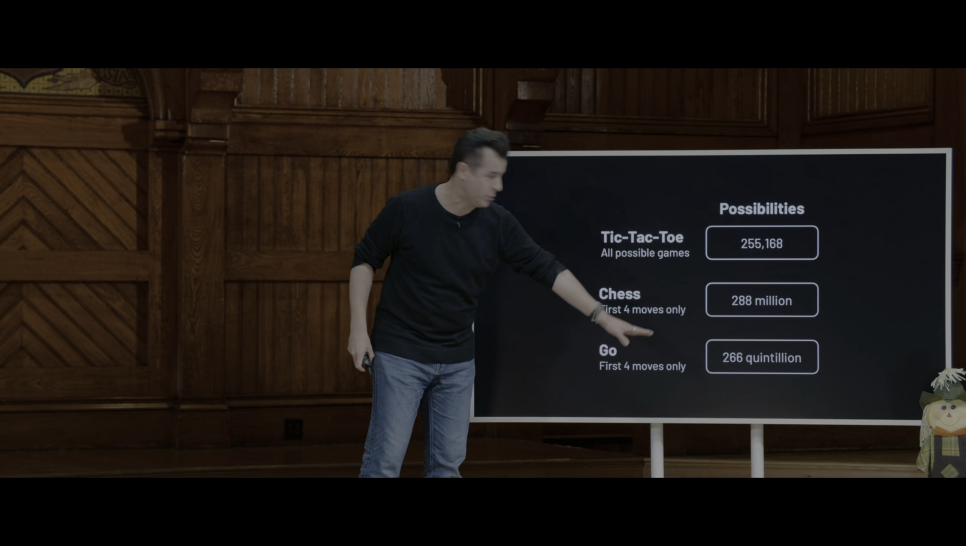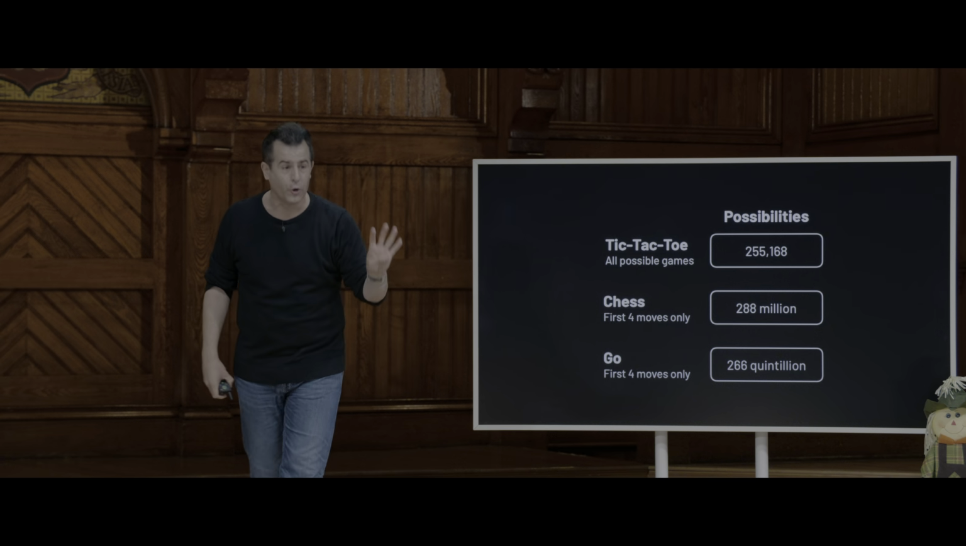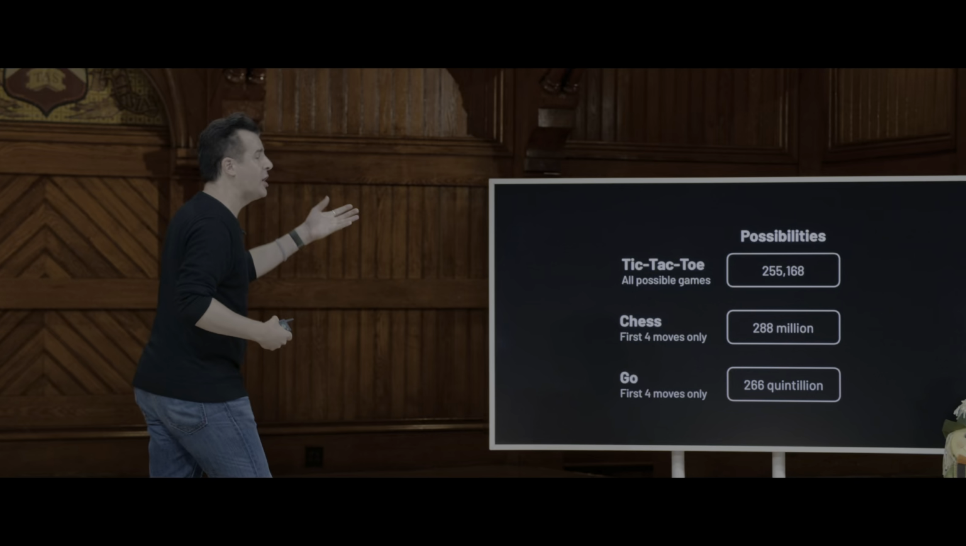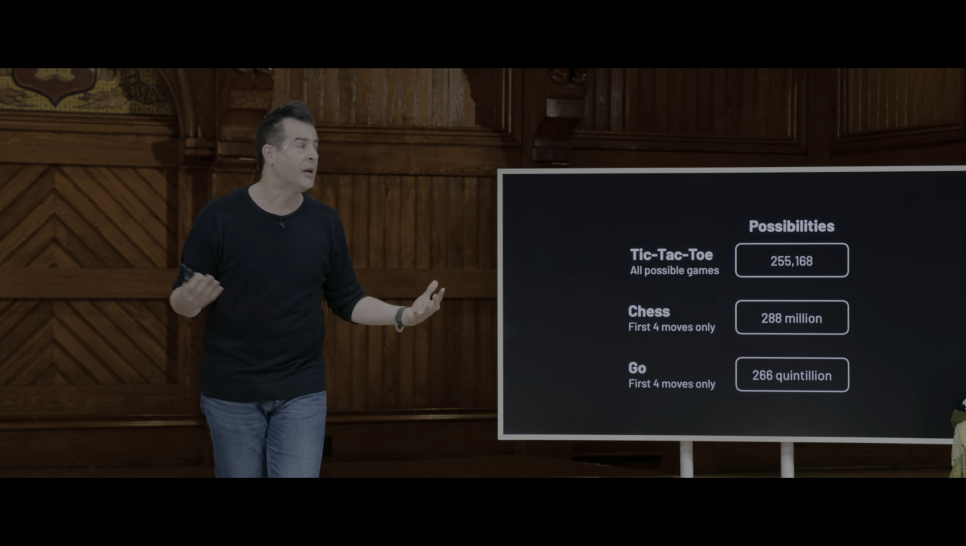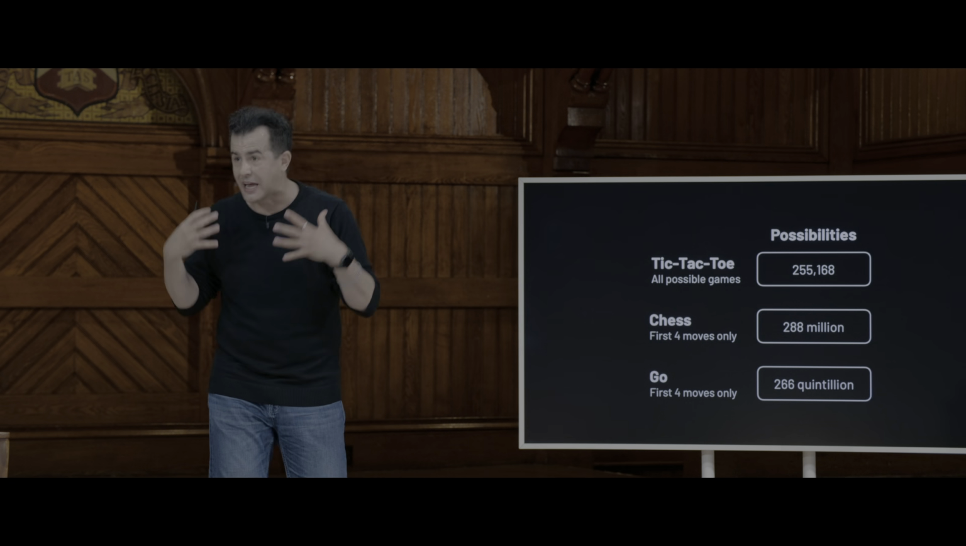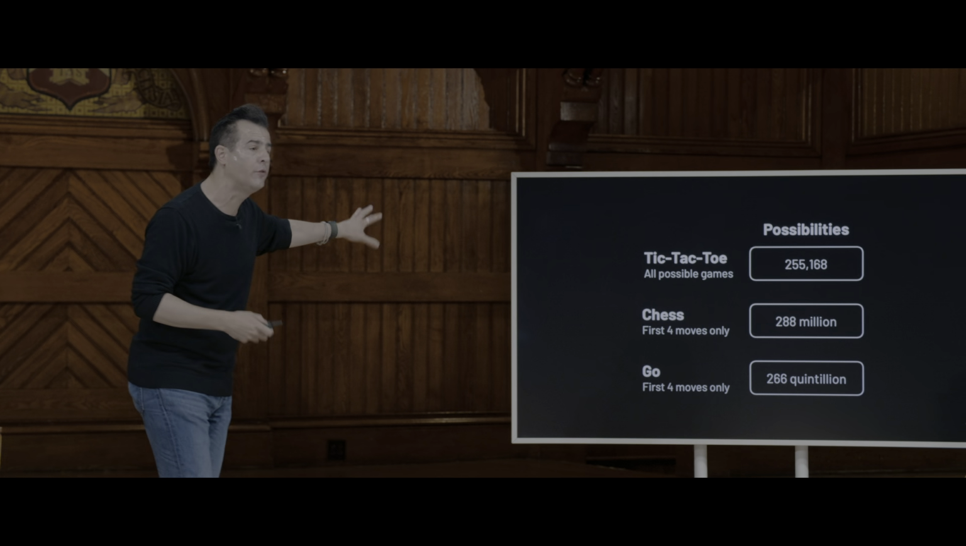266 quintillion ways to play Go's first 4 moves. So at this point, we just can't pull out our Mac, our PC, certainly not our phone, to solve optimally games like chess and Go, because we don't have big enough CPUs. We don't have enough memory. We don't have enough years in our lifetimes for the computers to crunch all of those numbers.